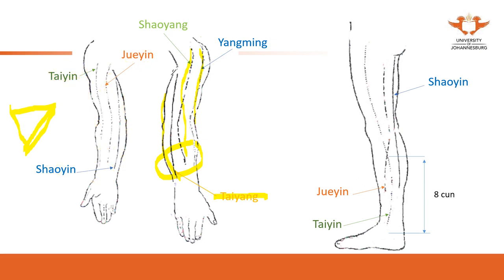It's very similar for the yang meridians. Yang ming has the most yang, tai yang has less. So yang ming travels at the front, tai yang travels at the back, and shao yang travels in the middle. So the least yin or yang travels in the middle of your arms.